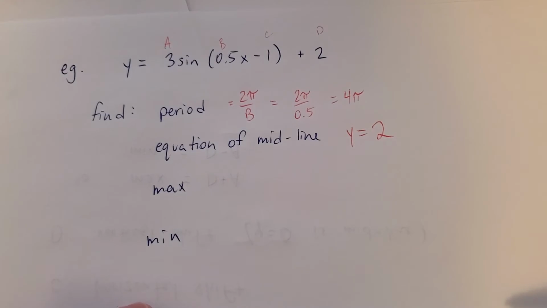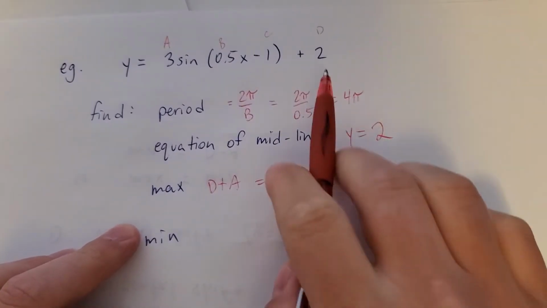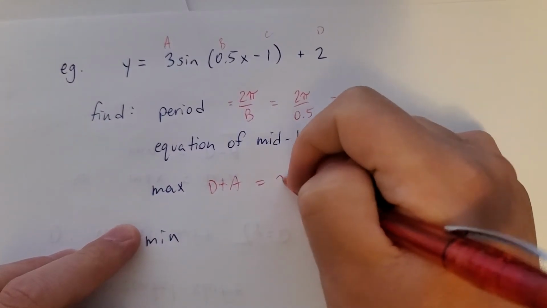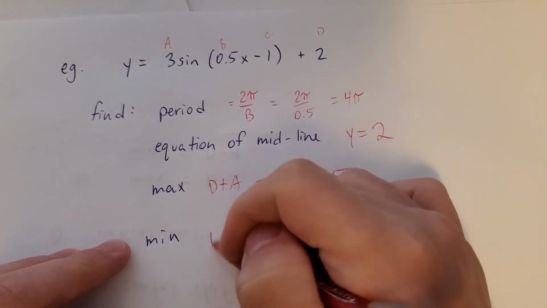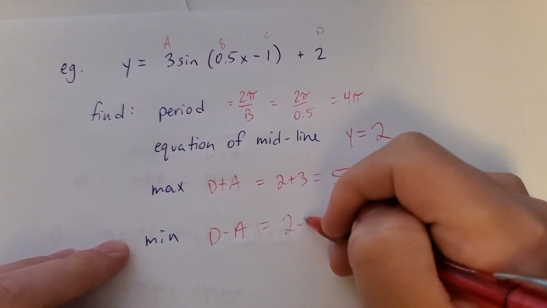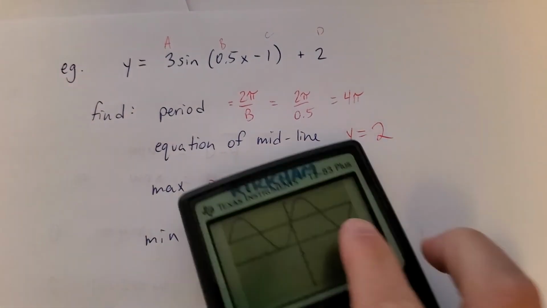That's your midline. Maximum, d plus a. 2 plus 3. So the graph is going to go up to a maximum of 5. The minimum is going to be negative 1. Down. So the graph will go down to negative 1.